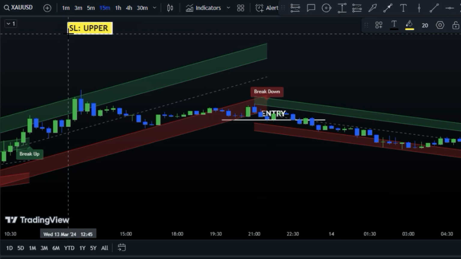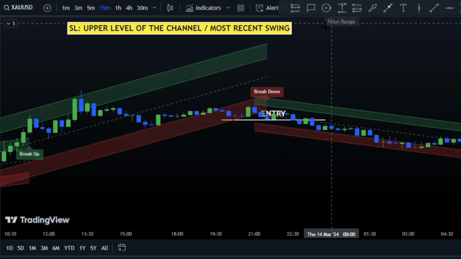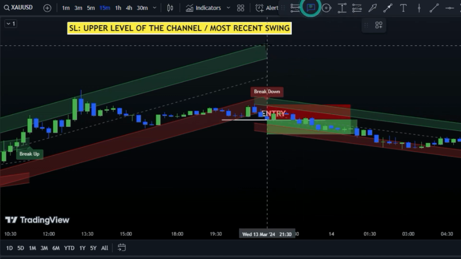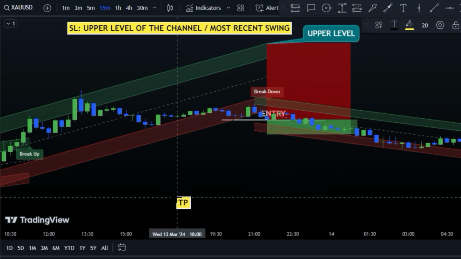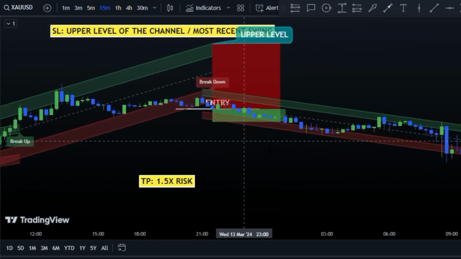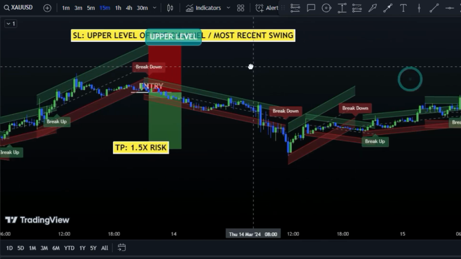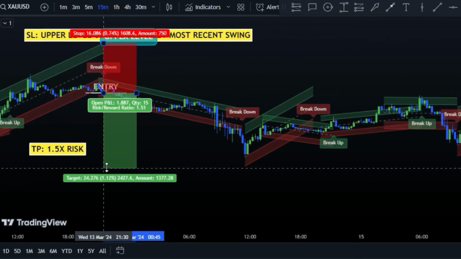Protect your trade by setting a stop loss at the recent swing high or above the channel's upper level. And when it's time to cash in on your smart move, aim for 1.5 times the distance between your entry and stop loss point.